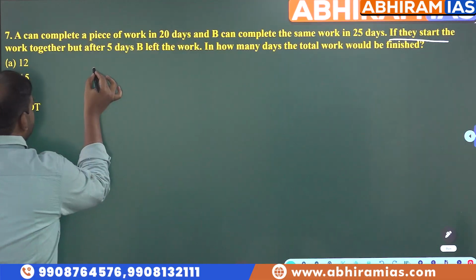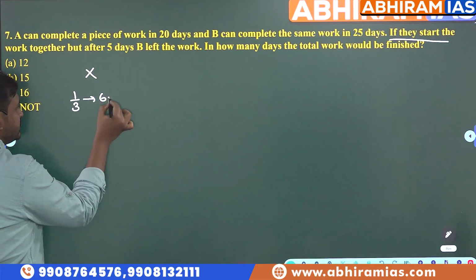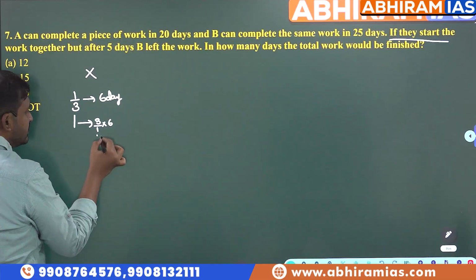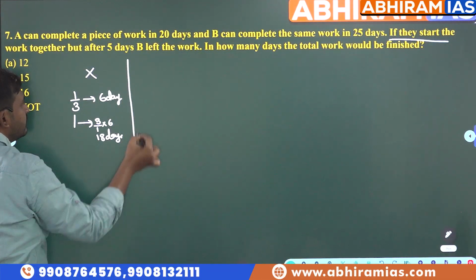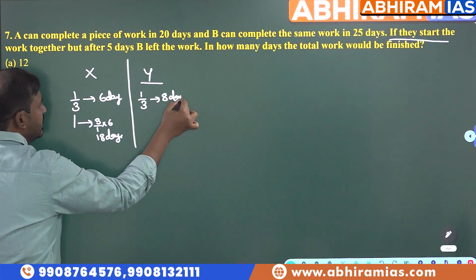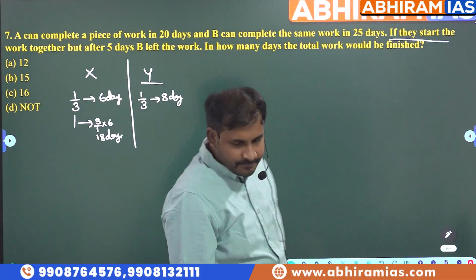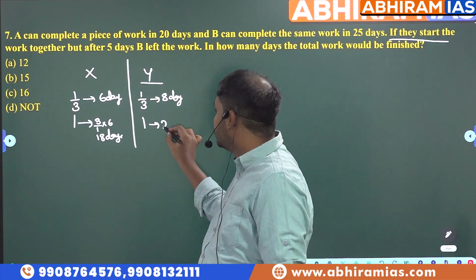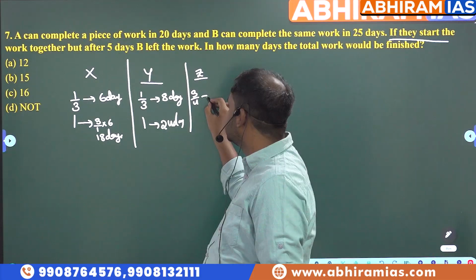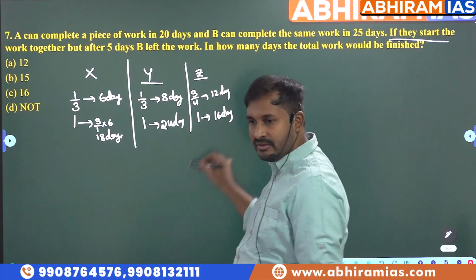About X, what are they saying? How much work did they do? 1/3 of the work in how many days? 6 days. So one complete work becomes 3/1 into 6, that is 18 days. About Y, 1/3 of the work in 8 days. So one complete work becomes 24 days. Next Z, 3/4 of the work in 12 days. So one complete work becomes 16 days. I hope everyone has done up to here.